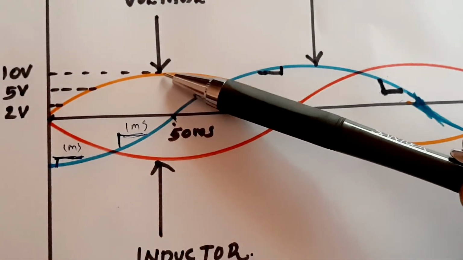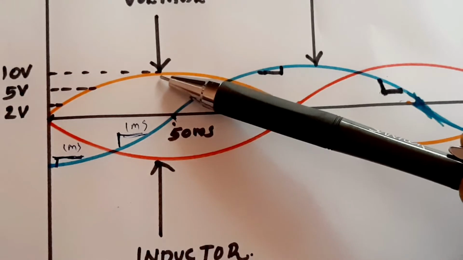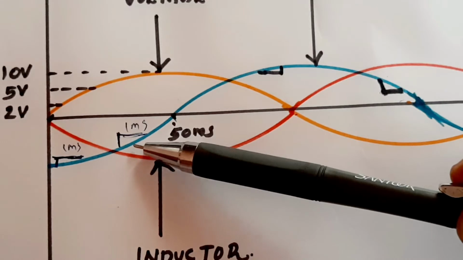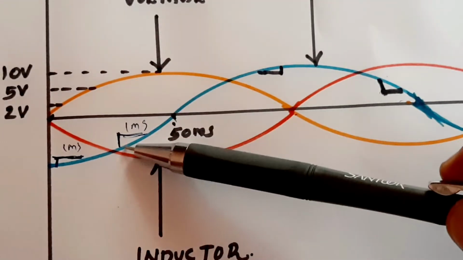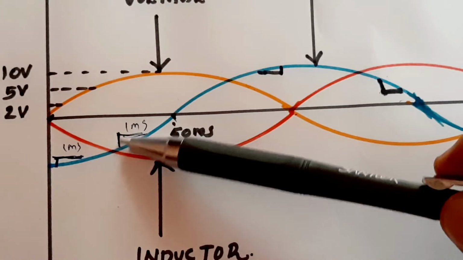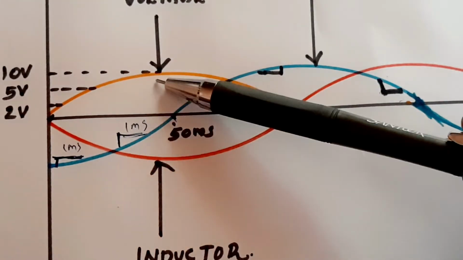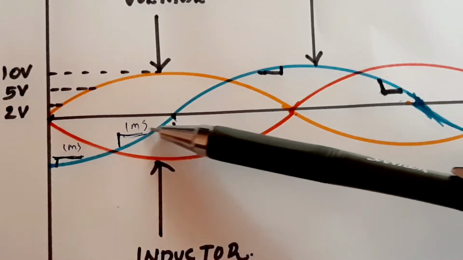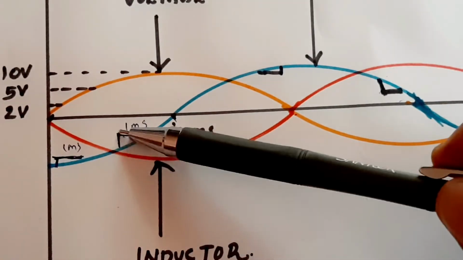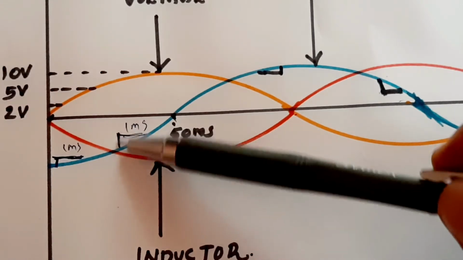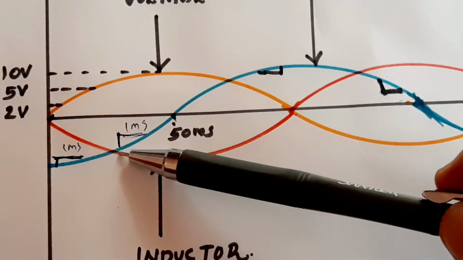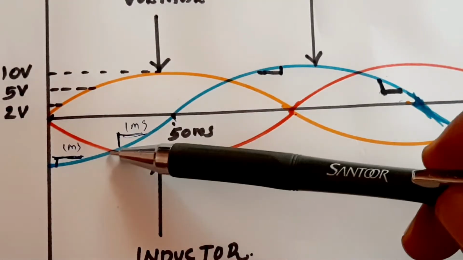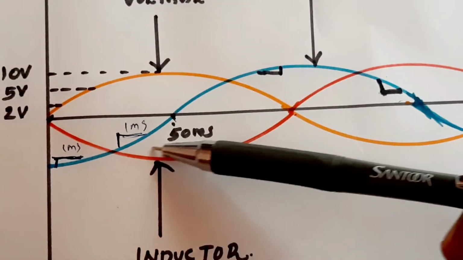Now at this point, when the input voltage is high, the inductor has to spend more energy to oppose the input voltage. So in the same 1 millisecond, this is also 1 millisecond, this is also 1 millisecond, the change in current is more, because it cannot maintain the same current. If it is less voltage, the current will be like this.